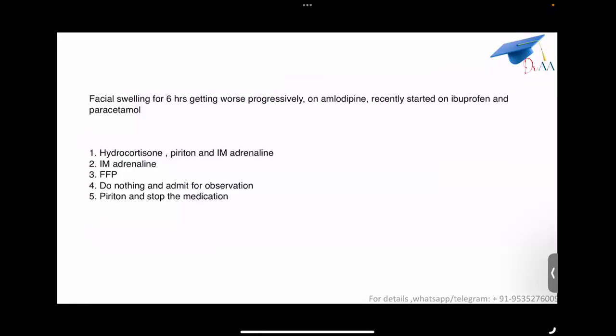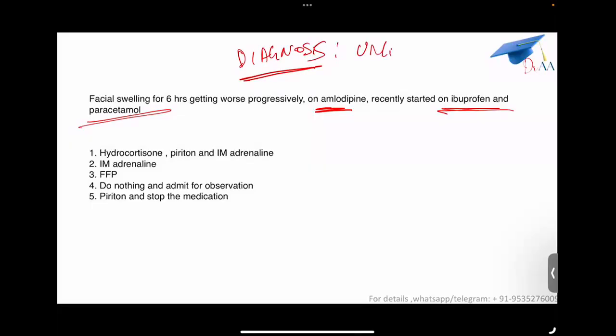There is a facial swelling for 6 hours, getting worse progressively, on amlodipine. This patient has recently started ibuprofen and paracetamol. So most likely what is this patient having, diagnosis? Non-allergic. Stop medication. It's just urticaria. It's a facial swelling they are having.